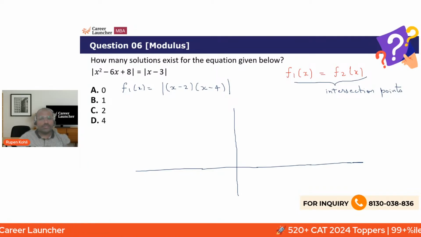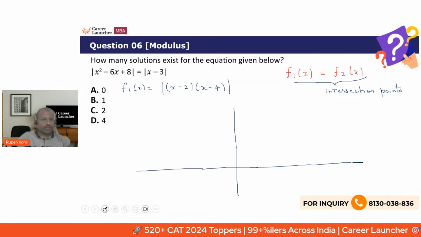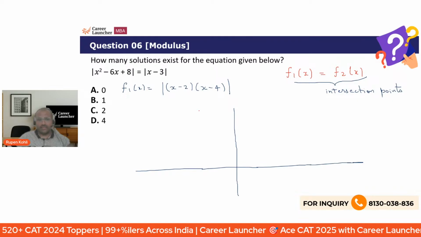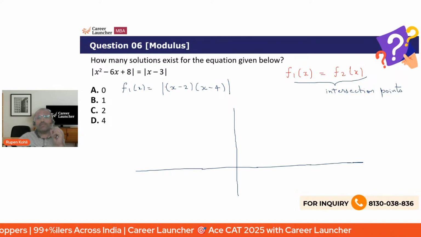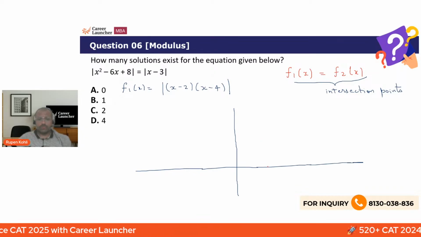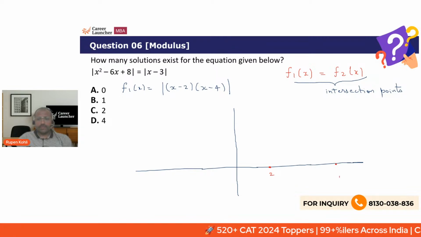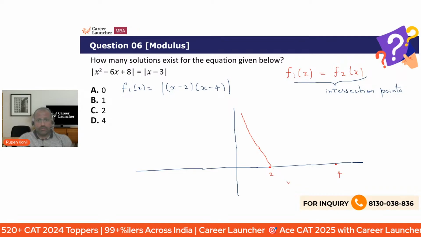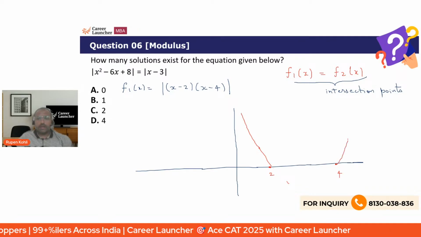Salonil, watch out for this. Okay, look at this carefully. Now, what is the graph of f1x? So originally, if there was no modulus, this would have been a quadratic, just the usual, with the roots as 2 and 4. So 2 is there and 4 is there, and it would have been a quadratic, and like this it would have gone down, and then it would have come up.